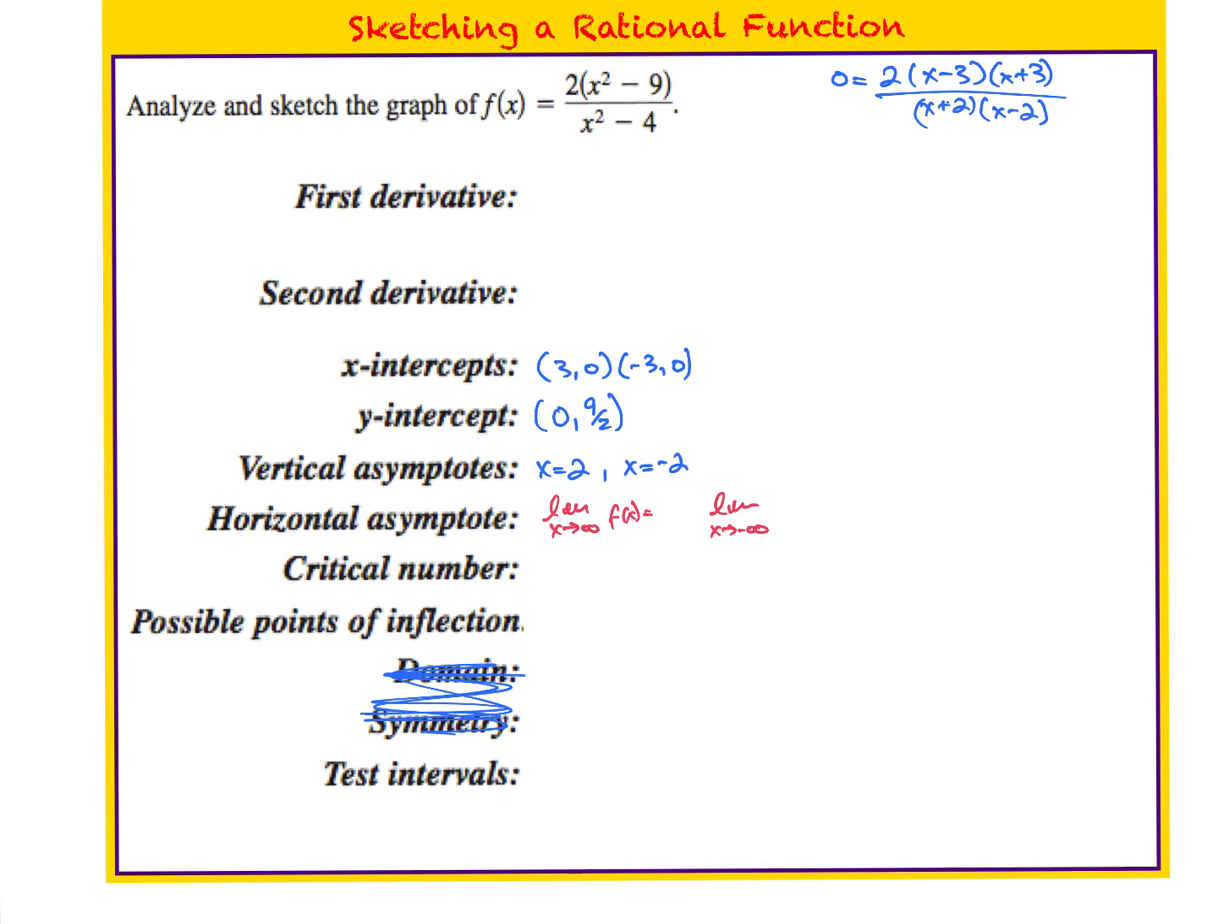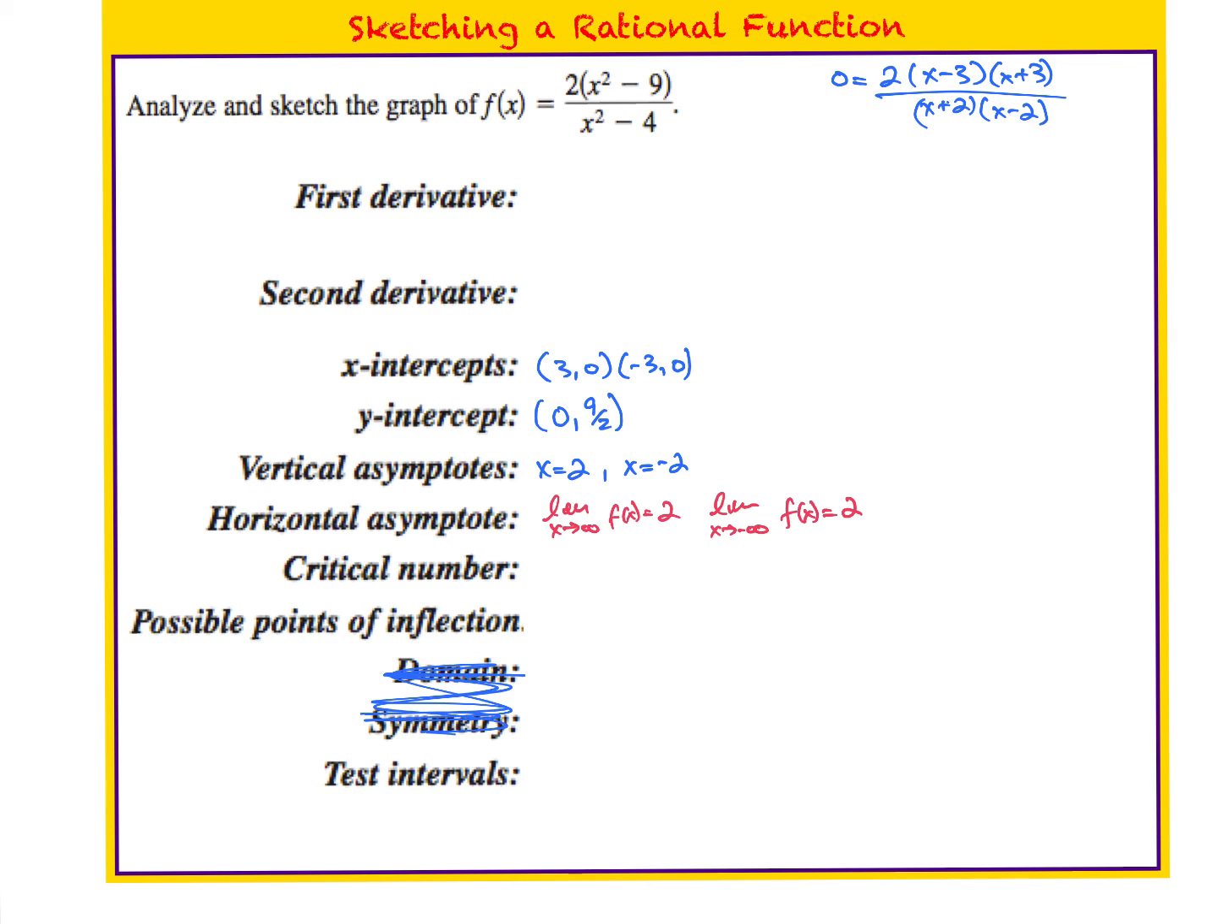So with my limit at infinity, I look at my higher power. What are they? Same. So what is it? 2. If I do a limit to negative infinity, guess what it is again? It's still 2. All right. There's my pre-calc or algebra 2 part of it. Now, how do I get to a critical number?